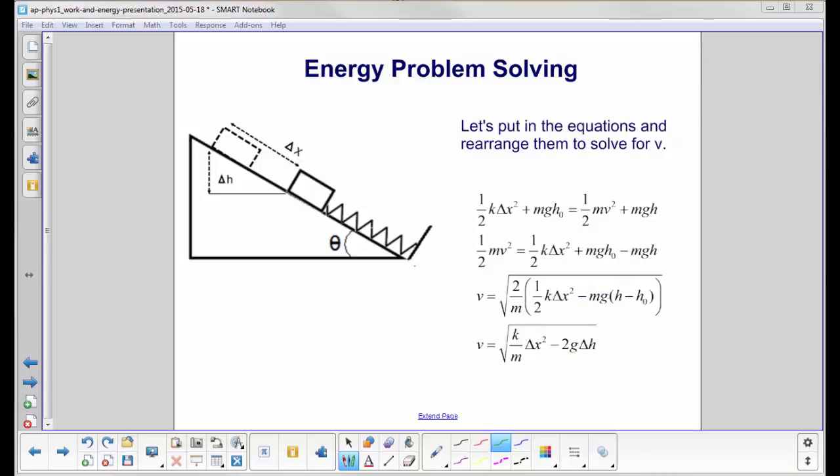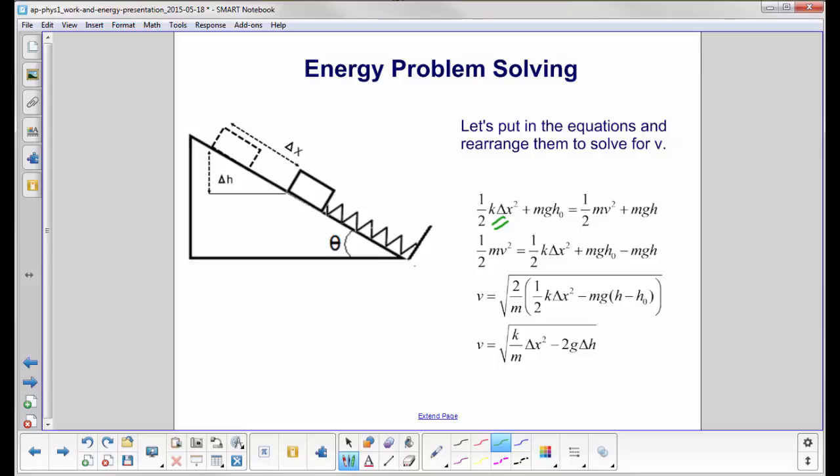Okay, let's go ahead and put the values for the various energies into our equation and see what we come up with. We're trying to find the velocity at this point. So here's our initial elastic potential energy, where delta x represents how far it's been compressed. That's over here. We put in our initial height, which we call h0, and then on the right side, we have our kinetic energy and we have our potential energy when it leaves the spring up here.